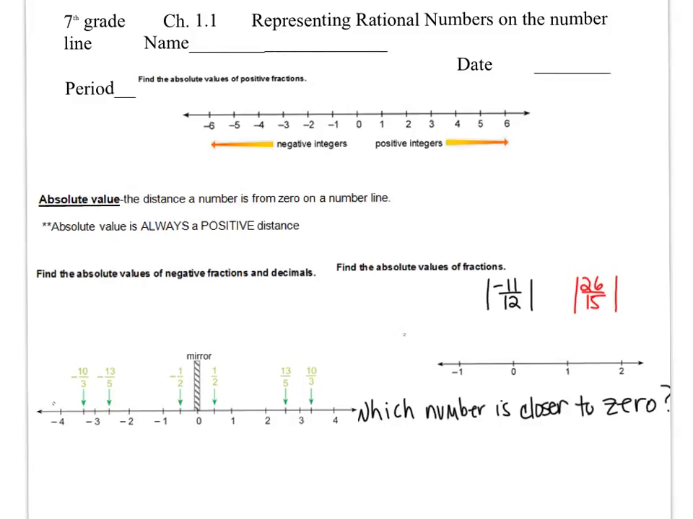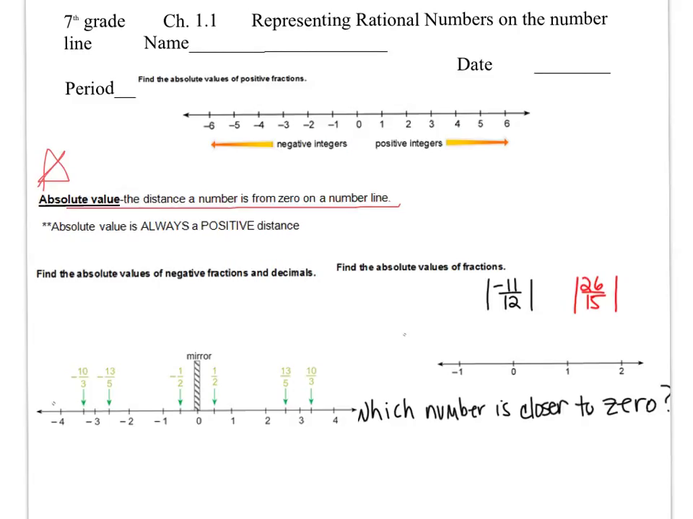Okay, so today we're going to do Chapter 1, Section 1, Day 1, representing rational numbers on a number line. When we start, you see the picture of the number line here, and it says find the absolute values of positive fractions, and then it gives you a definition of absolute value, which is right here. It says absolute value is the distance a number is from zero on a number line.